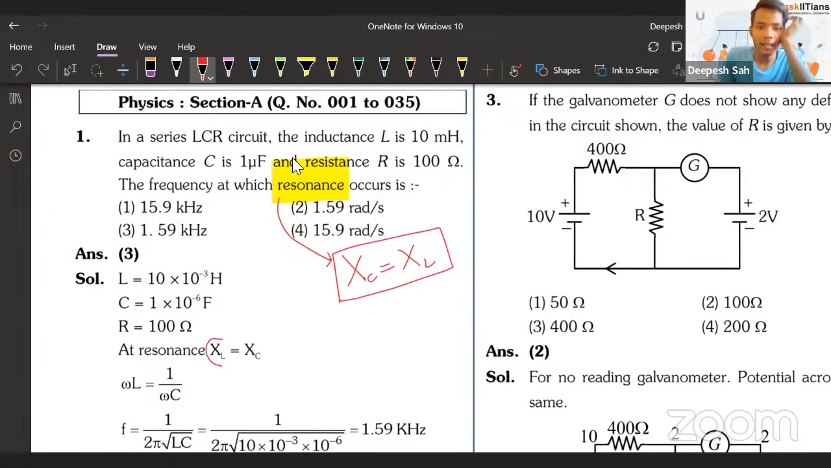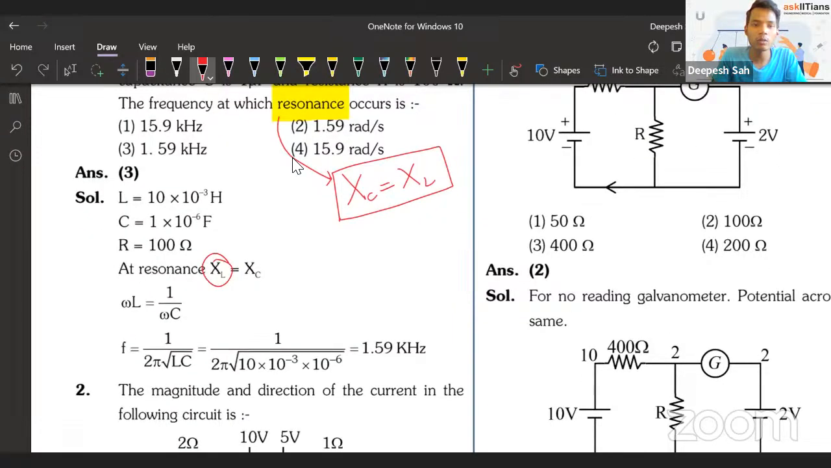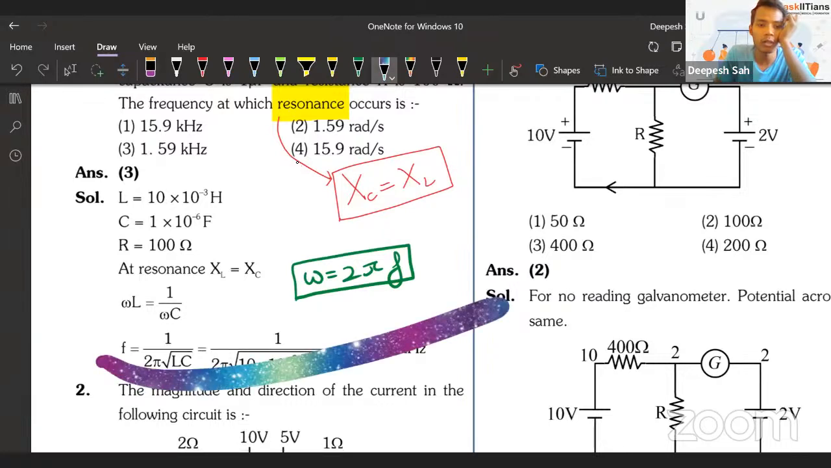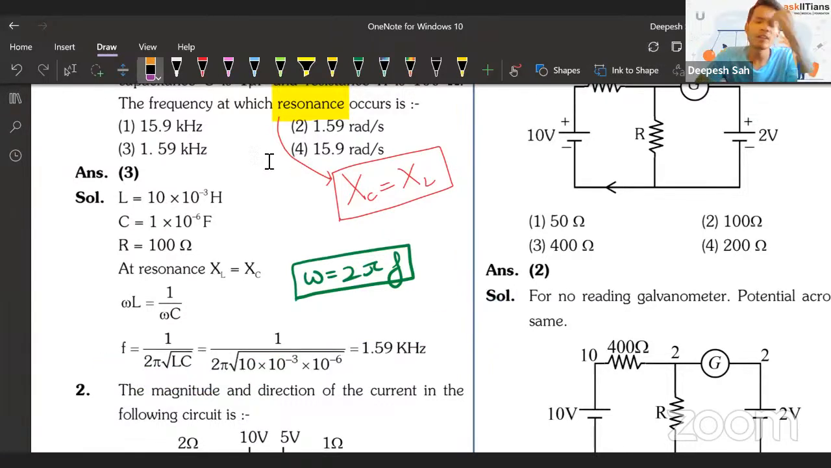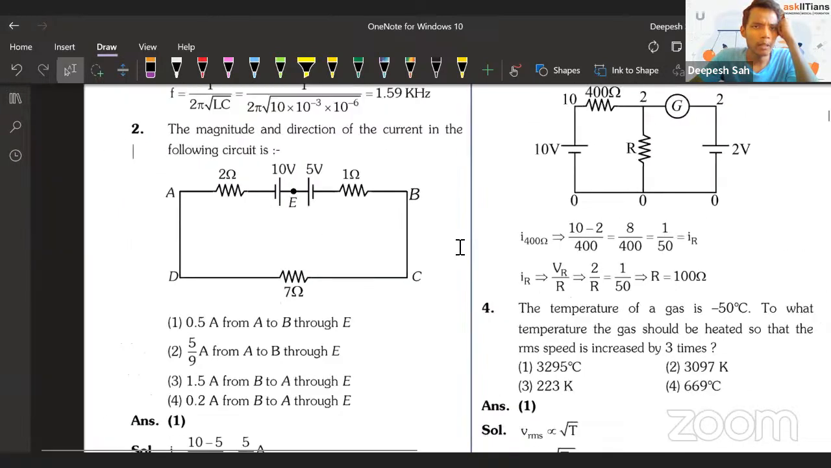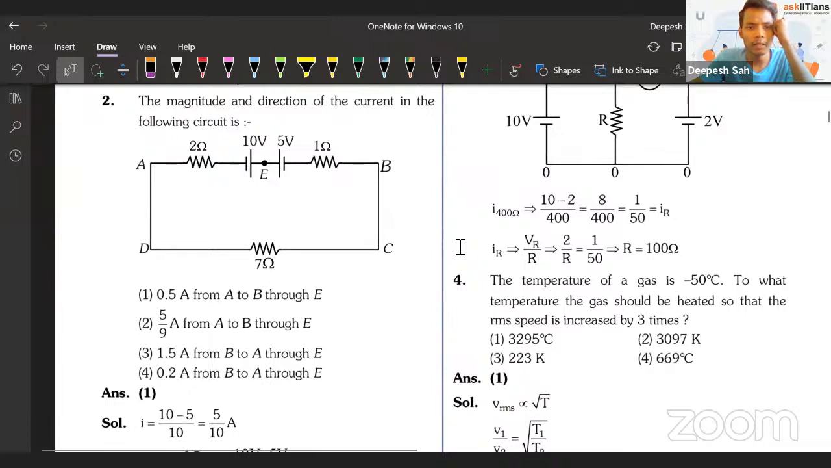Now, if XL and XC are equal to one another, then XL, which is equal to omega L, and XC, which is equal to 1 by omega C, are equal. And we also know that omega is equal to 2 pi times frequency. So we simply replace omega by 2 pi f, and we can easily get the value of frequency like this. This was a very, very easy question. Question number 2. The magnitude and the direction of the current in the following circuit is.